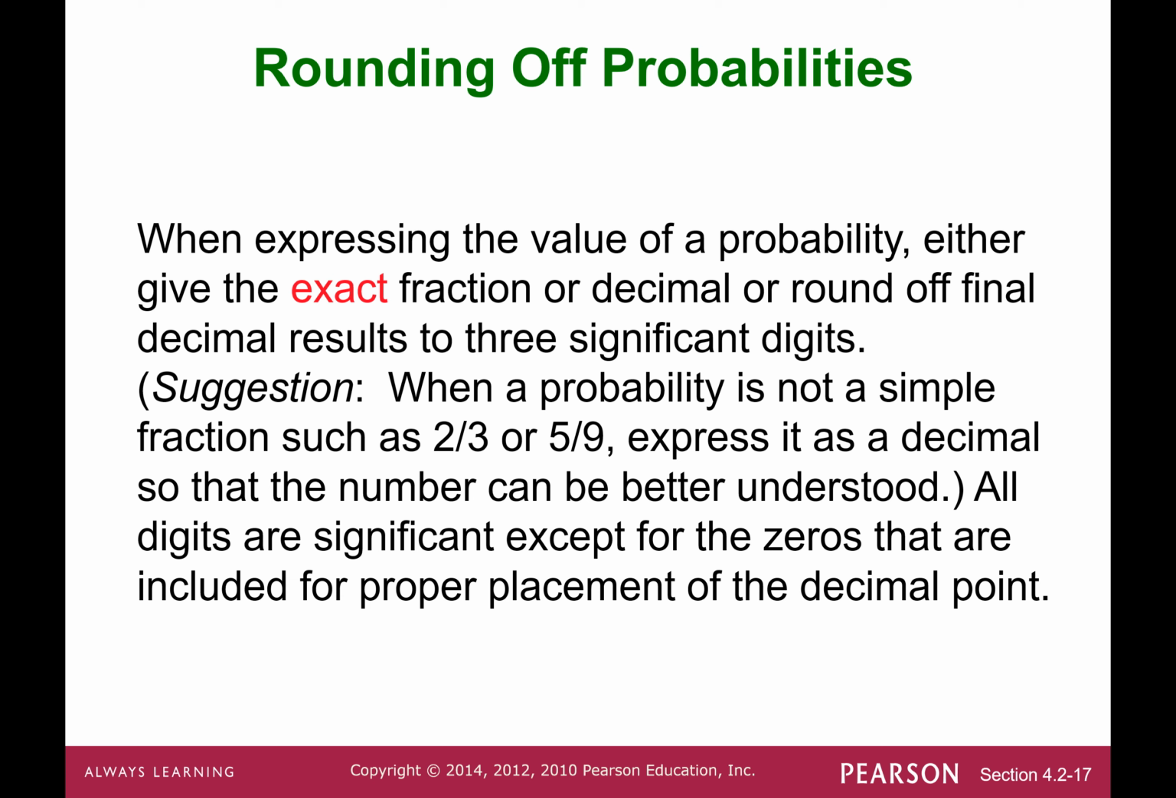So rounding probability: when expressing the value of the probability, you can either use an exact fraction or decimal answers. Exact decimal could be used, or round off the final decimal result to 3 significant digits. When the answer is not well rounded, you need to round it to 3 significant digits. So fractions like 2/3 and 5/8. Exact decimals could be the ones we used earlier, 0.5 or 0.25.